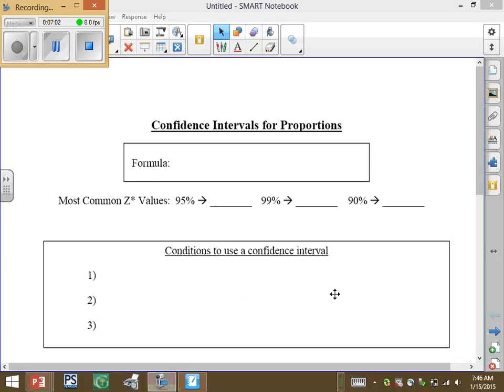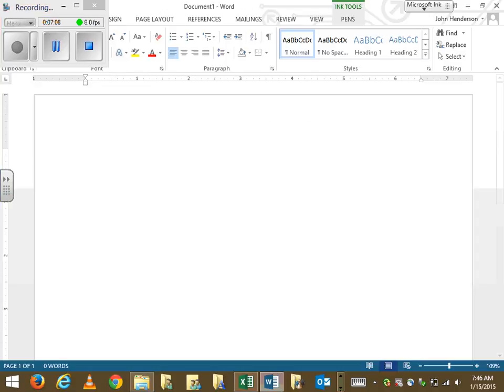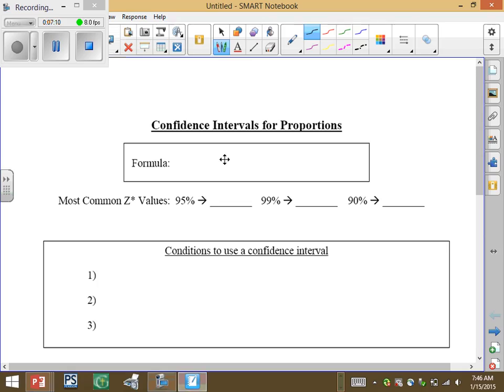So we're going to start playing around with confidence intervals for proportions. Our formula starts with a p-hat, and we add or subtract these z-star values times our standard error, but this time it's going to be the square root of p-hat q-hat over n, and I'll explain why in just a second. The most common z-values, again worth jotting down: 1.96 if you want to be 95% confident, 2.58 if you want to be 99% confident, and 1.64 for 90%. Those are probably worth just remembering along the way.